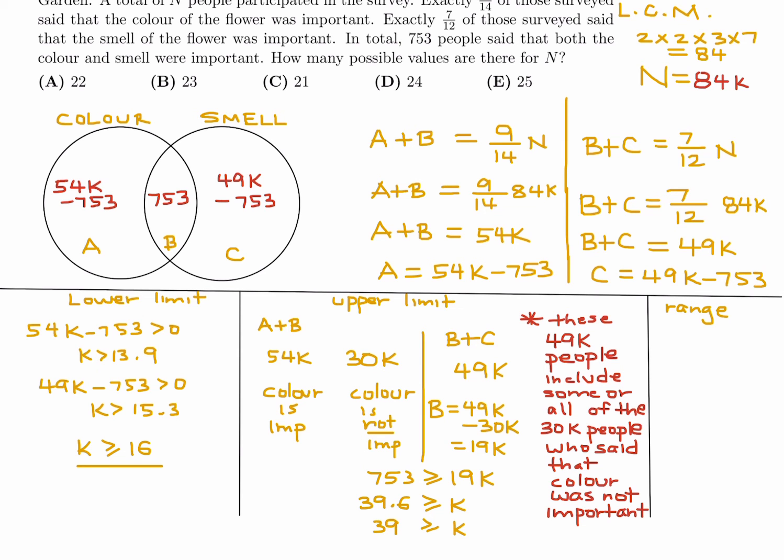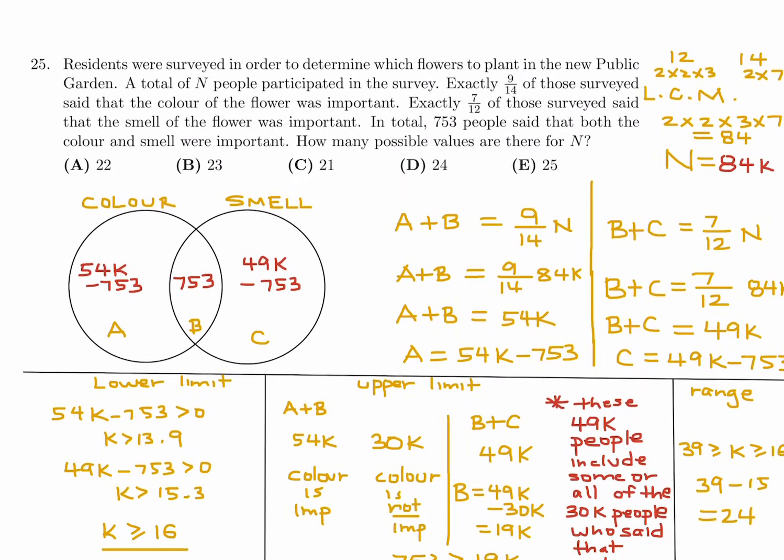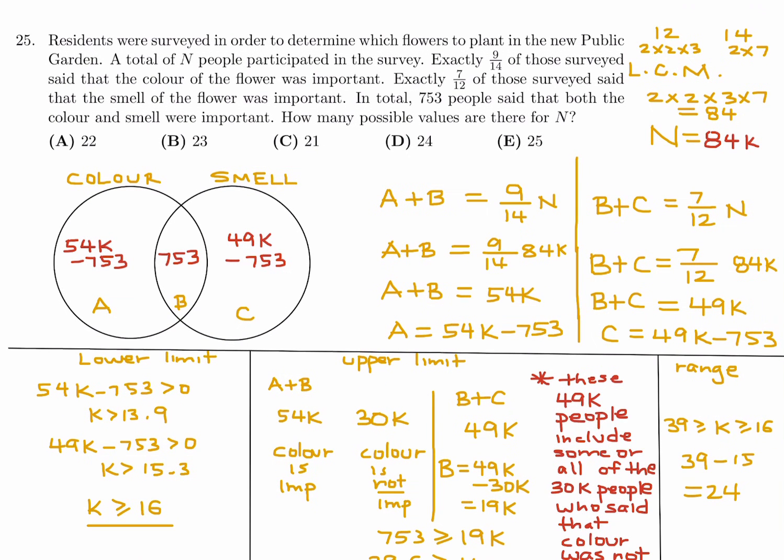So combining, that means k is going to be greater than or equal to 16, but less than or equal to 39. So every number from 16 to 39, and that gives me 39 minus 15, which is 24 possible values for k. And each value of k gives me one corresponding value of n. So that's 24 values for k, 24 values for n, and therefore number 25, the answer is D.